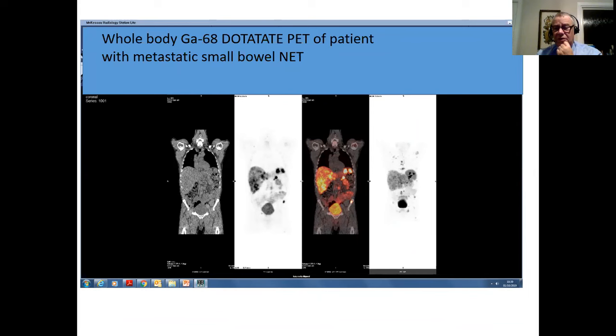So we would expect most small bowel neuroendocrine tumors to have uptake of indium octreotide, but this patient clearly doesn't. But this patient should still be offered PRRT.